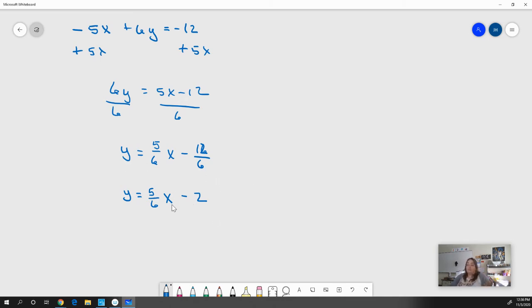Here's the deal. Now I have it in slope-intercept form, right? If I wanted to graph it, it would be super easy. I don't know if I want to graph it, but I'm going to. If I wanted to graph it, I know I'm going to have a point at negative 2 on the y-axis. Let me change the color so it stands out. I know I have a point here at negative 2.